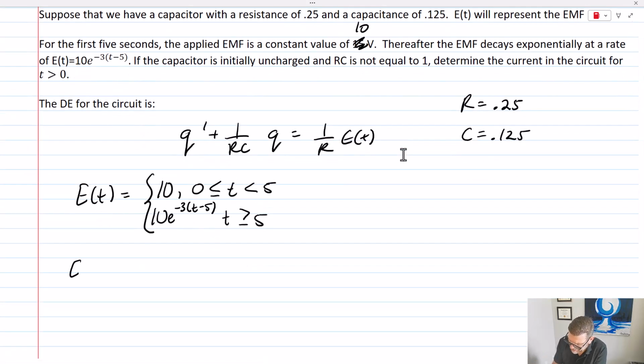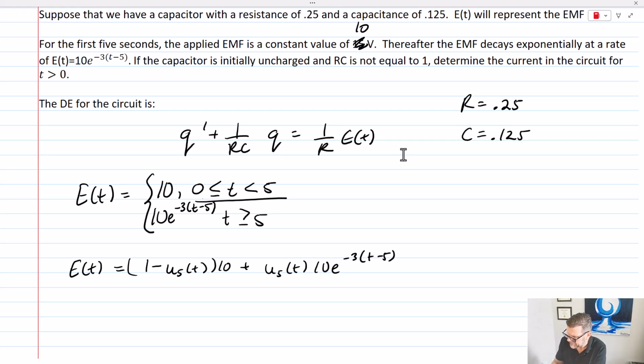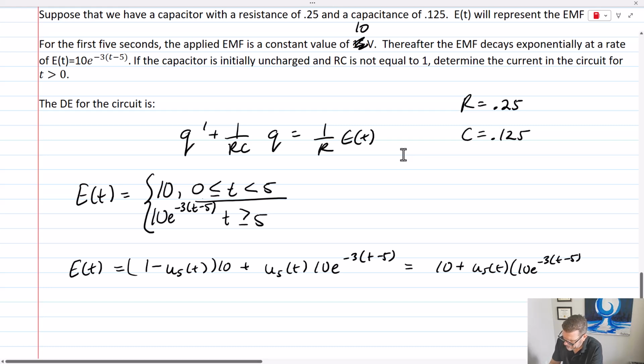What I need to do now is rewrite E of t using the unit step function. So we're going to have 1 minus u5 of t times 10. That's for the first piece, t greater than or equal to 0 and less than 5, plus u5 of t times 10e to the negative 3 times t minus 5. Then I'm just going to rewrite this. So this is going to give me 10 plus u5 of t times 10e to the negative 3 times t minus 5, minus 10.